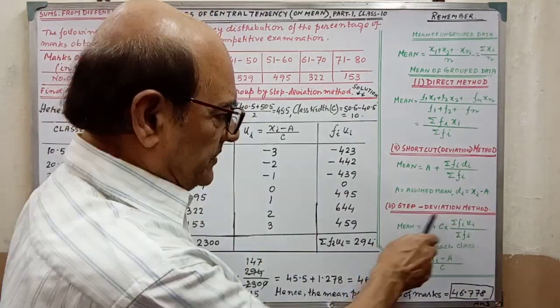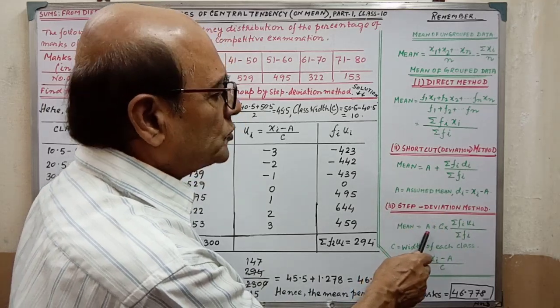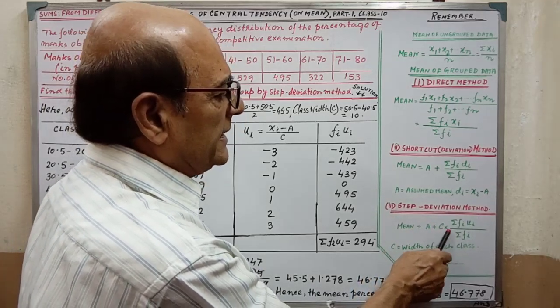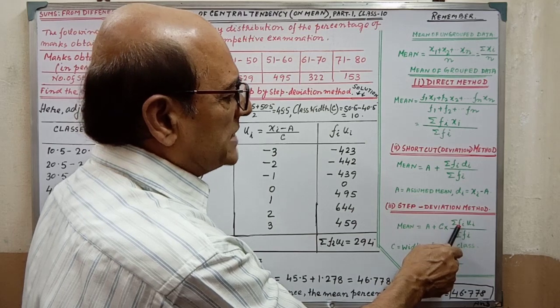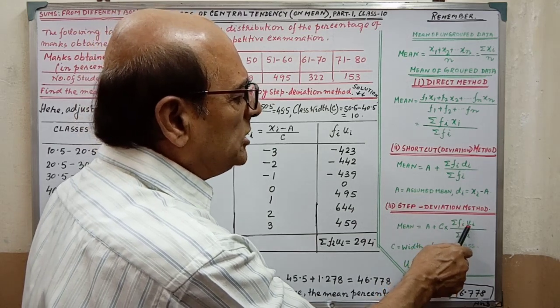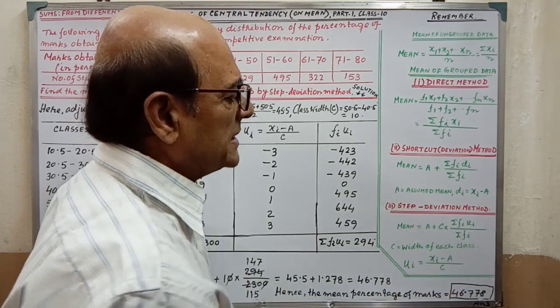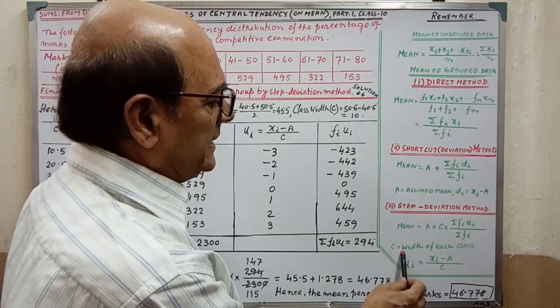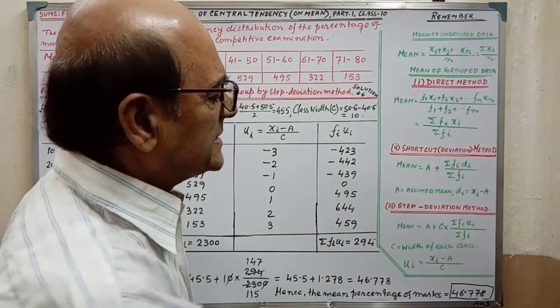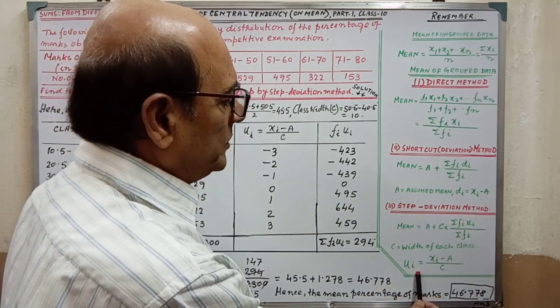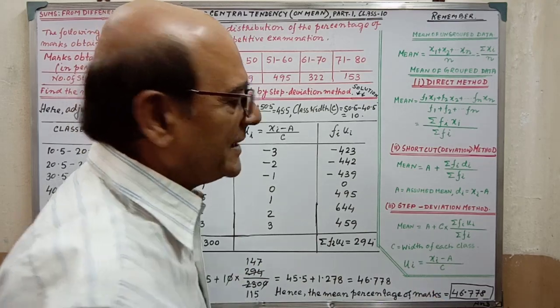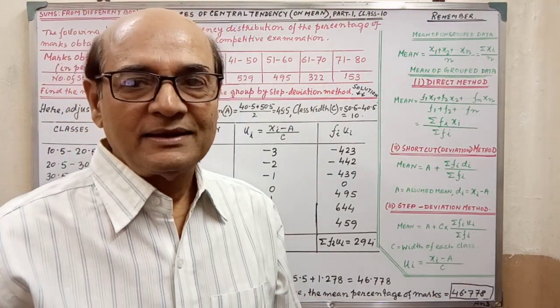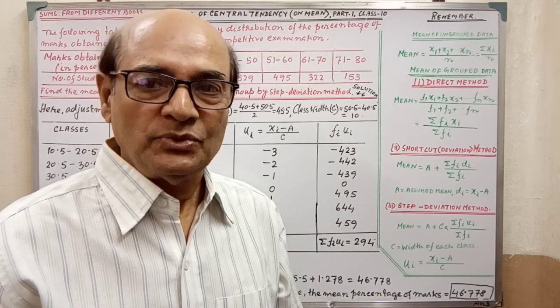Next, step deviation method: mean equal to a plus c into sigma fi ui divided by sigma fi. c equal to the width of each class, and ui equal to xi minus a by c. This formula you have to remember.